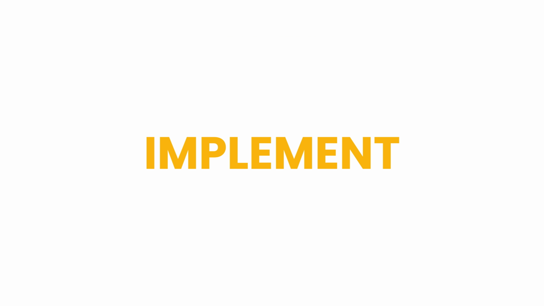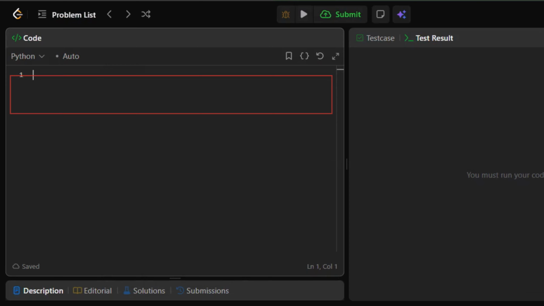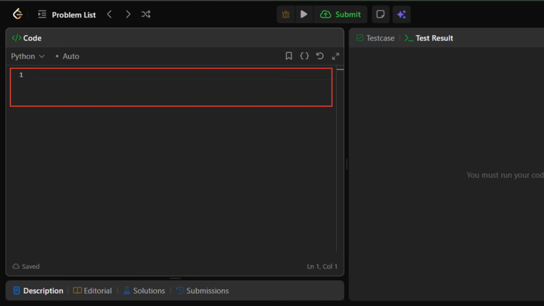Now let's implement the length bucket strategy, grouping words by size so searches only compare against candidates of matching length. We start by defining the WordDictionary class. This structure lets us store words and search them, even with wildcards. In the constructor, we create something simple but powerful, a dictionary called buckets. We'll group words by their lengths. This dictionary maps length to a list of words with that length. This helps optimize wildcard searches later.